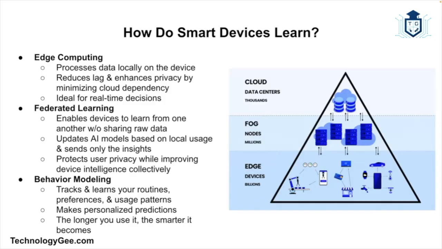And then you have what is called behavior modeling, and this is recognizing patterns in your habits to make accurate predictions. And also, don't forget, data is everything. So the more your device knows about you, the better it gets at serving you. Now, some people think this is creepy and some think it's cool, but you've got to be the one that makes the ultimate decision on that.